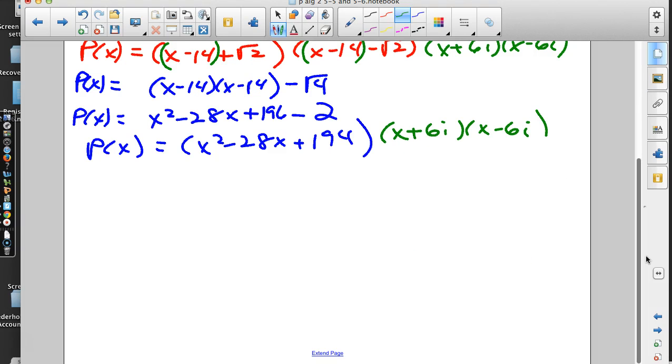Right there. First times first, x squared. Outside times outside and inside times inside are going to cancel out. Don't even need to bother writing them down. Last times last is going to be negative 36i squared, which we will promptly change to what? Plus 36.